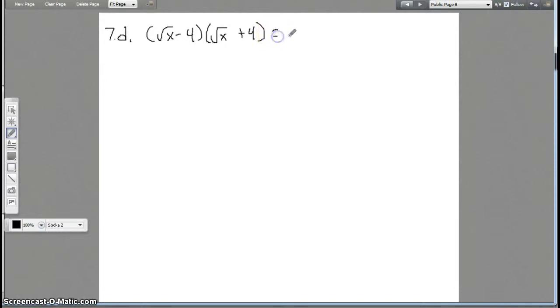We're going to take our first term and square it, so that's square root of x squared minus our second term, and we square it. So the square root of x squared is just x, minus 4 squared is 16. X minus 16 is our answer. We're going to do one more, which is part F.